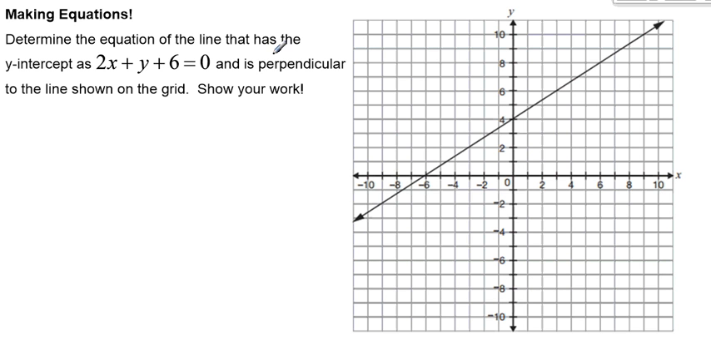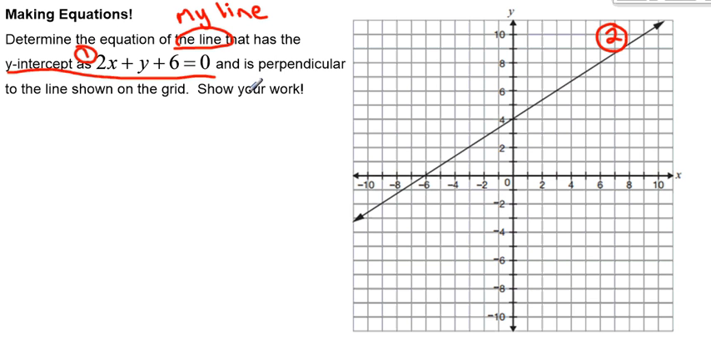I find with a question like this, there's 3 lines being discussed. It's talking about the equation of the line that has the same y-intercept as this line and is perpendicular to this line. So because there's 3 lines going on, I find it really helpful to identify what I'm talking about. So I need this line here, 2x plus y plus 6. I'm going to call that line number 1. Perpendicular to the line shown on the grid, I'm going to call that line number 2. And then the line I'm looking for, well, that's what I like to call my line.